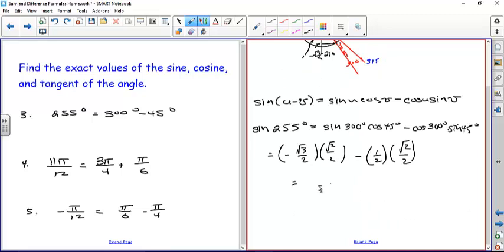So I'll get minus the square root of 6 over 4 minus the square root of 2 over 4. So that's negative the quantity square root of 6 plus the square root of 2 over 4. That's what we got before. The sine is negative that. Okay.